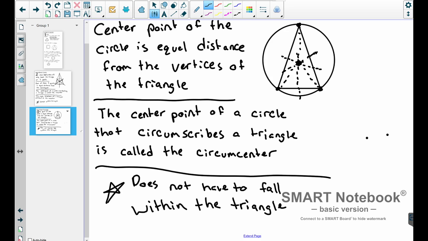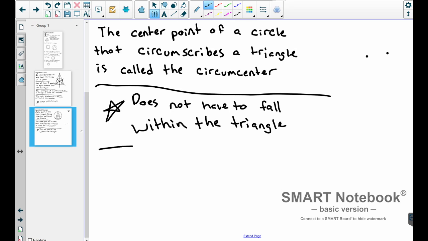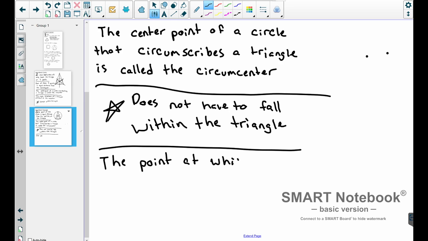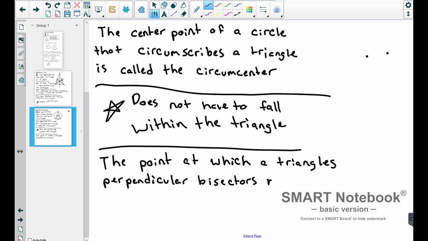So let's write that down. The point at which a triangle's perpendicular bisectors meet is called the circumcenter.